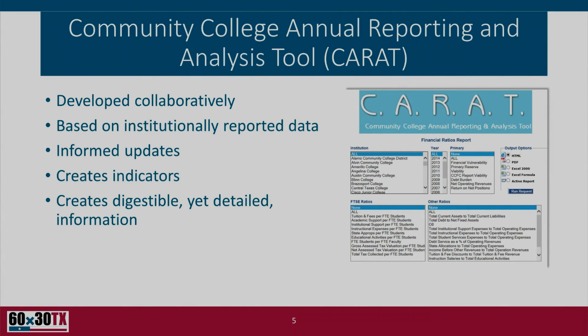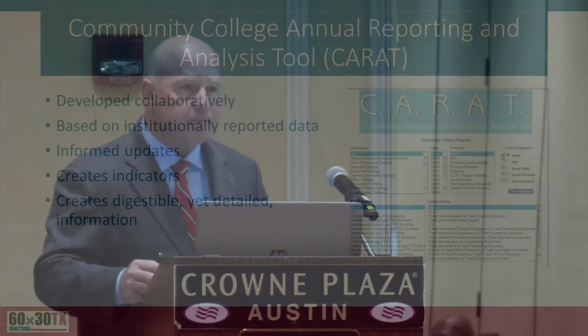The CARAT system is a system we're very proud of. First of all, it was developed collaboratively with institutions, community colleges across the state. The institutions report these data. They're reconciled to the annual financial reports, the audited annual financial reports. The updates, when I say informed updates, we have a very good situation, and again, as the panelist said, the community colleges, the CFOs and other officers work incredibly well collaboratively.